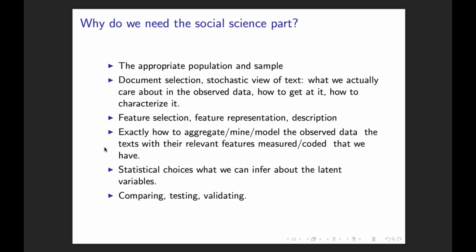Also, we want to think about statistical choices. What can we infer about the latent variables that we're interested in? And then, of course, once we get some sort of estimate or outcome from those statistical models, we want to think about how they compare with things that we know from previous methods, such as what I showed you with comparing with experts. Alternatively, do they predict the types of things that we might expect them to predict, and how do we validate those measures?